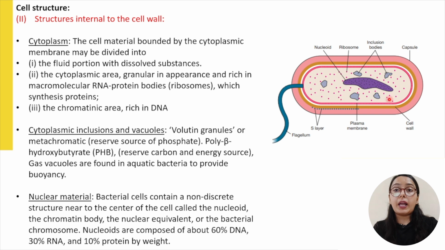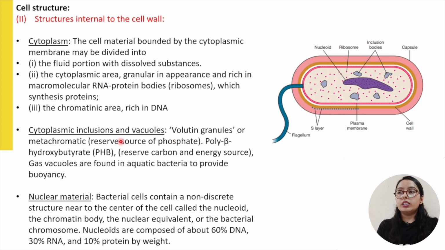So in this cytoplasm, this yellow portion is the liquid or the fluid portion, which has different dissolved substances. The first dissolved substance is these pink bodies, which are nothing but the ribosomes, and which are responsible for the synthesis of protein. Apart from it, we can also see certain inclusion bodies present inside the cytoplasm. And the next most important thing is this chromatin area, which is rich in DNA or the nuclear material, and it is called the nucleoid.